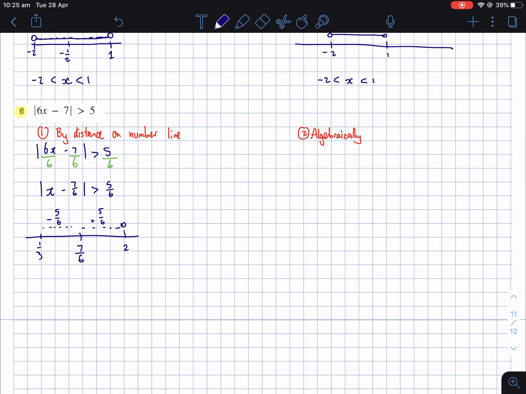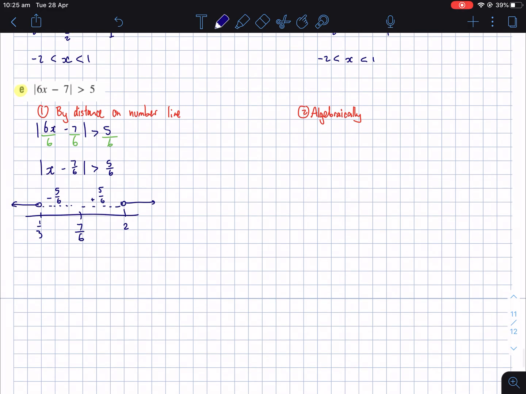And I want the distance to be greater than that, so it's this way and it's this way. So it's numbers less than a third and it's numbers more than 2. So x is less than a third and x is greater than 2. Or you can do it algebraically.